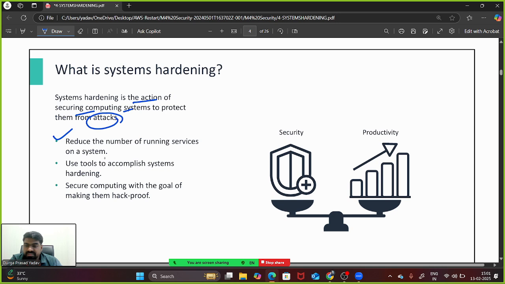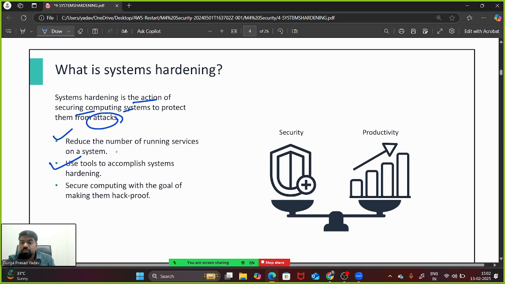Reduce the number of running services on the system. If you are running so many services on the system, your system will get slow. And the second thing is, if you are running multiple services or applications unwantedly in your system, multiple processes and programs will be running in the background. All these processes and programs generally use a few ports of your system, and those ports will get open, and that will be a chance for the attacker or hacker to compromise it.